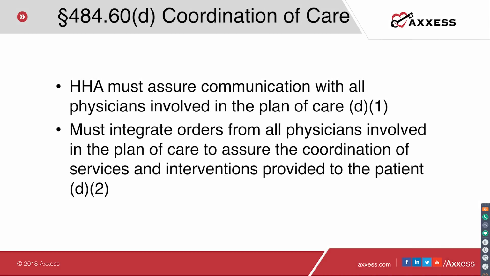All right, now we get into the actual coordination of care. So we've seen the patient has rights, what those rights are. We see that those rights have been tied to the plan of care and the comprehensive assessment, and now we're getting into coordination of care. The agency must assure communication with all physicians involved in the plan of care. Now, this is where the plan of care summary will come into play.